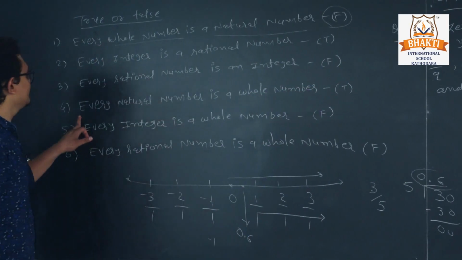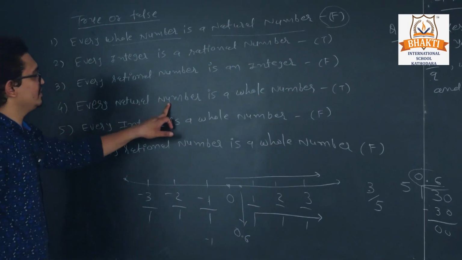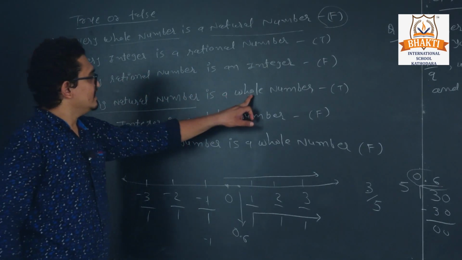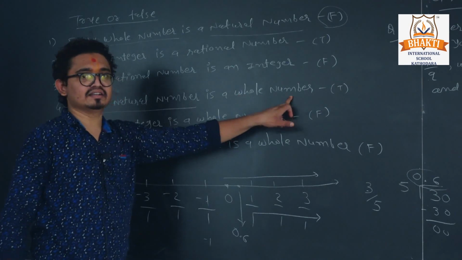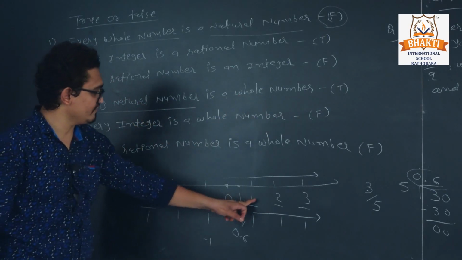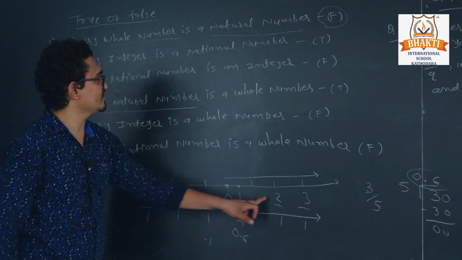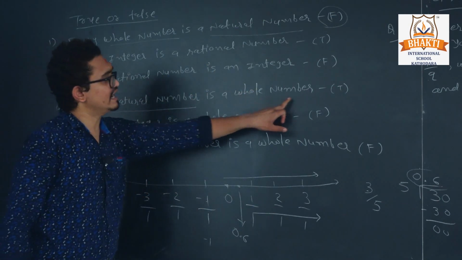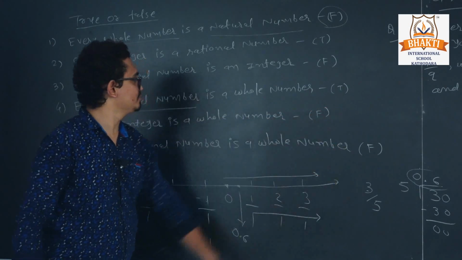Now fourth, every natural number, natural means it starts from 1, is a whole number. Yes, because natural numbers start from 1 and whole numbers start from 0. So every natural number is included in the whole numbers. So that statement is true.